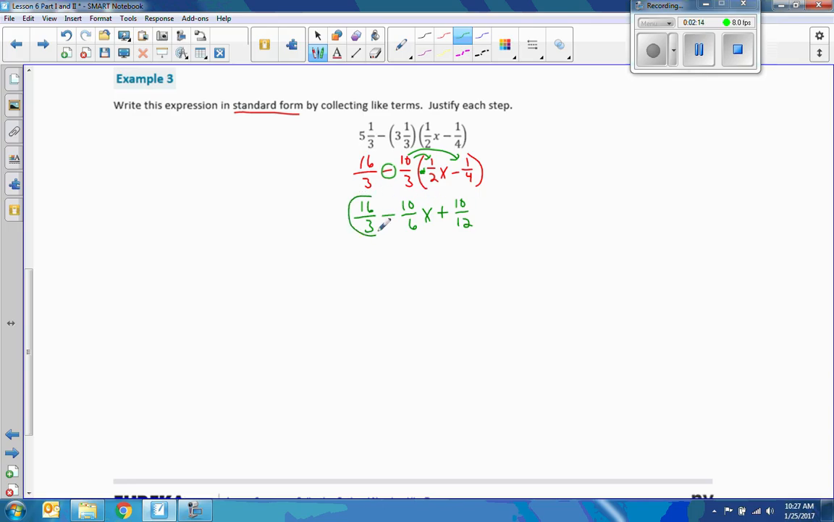This is a constant, and this is a constant. So I'm going to write negative 10/6 x. Bring this out in front, and I'm just going to rearrange this because addition is commutative. So now I can bring that out in front, and this is a positive, or plus 16/3 plus 10/12.